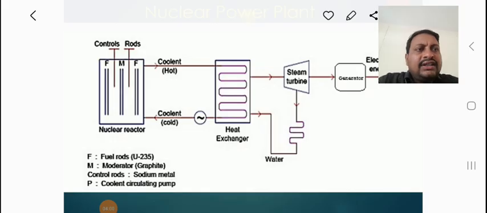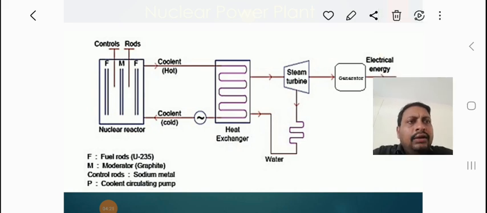So we have seen the differences between the thermal power plant and the nuclear power plant. In this nuclear power plant, the main component is the nuclear reactor. In this nuclear reactor, we have fuel rods. F stands for fuel rods. Then a moderator. Then we have control rods. So this is about the control rods. Then we have a heat exchanger.